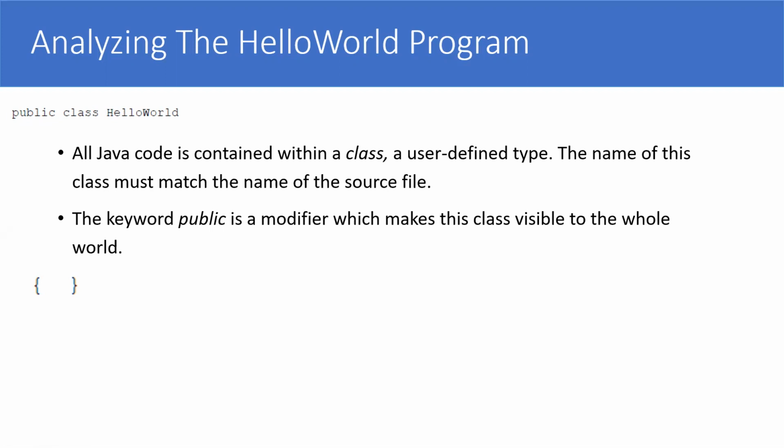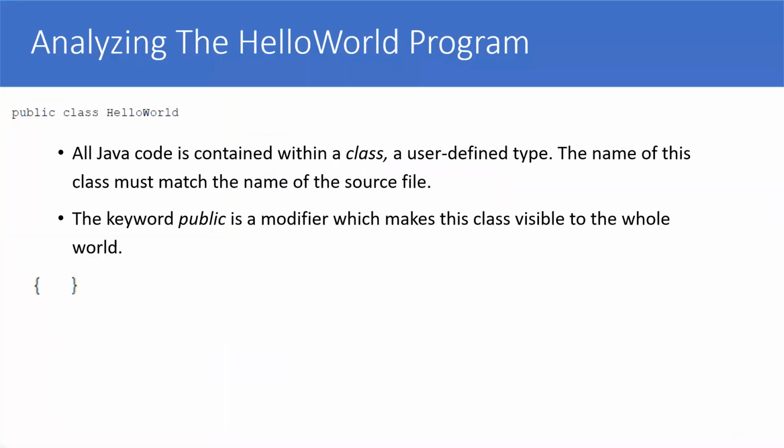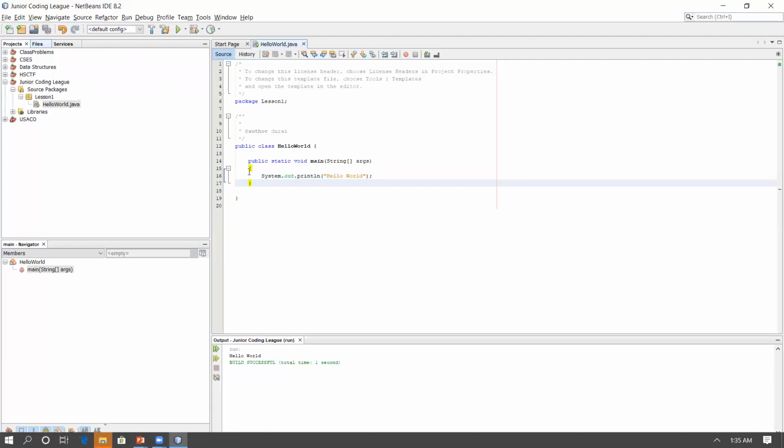Let's move on. Now you may notice these two curly braces. You may wonder what those mean. Those reference the scope, which is the region in which a construct is defined. As you can see, the scope is this whole main method right here, and whatever is in this method is what is going to run.